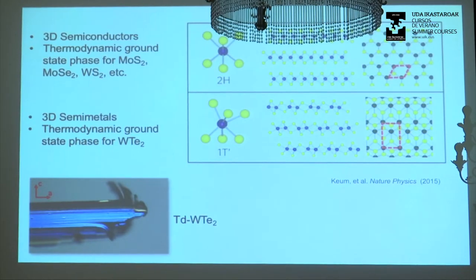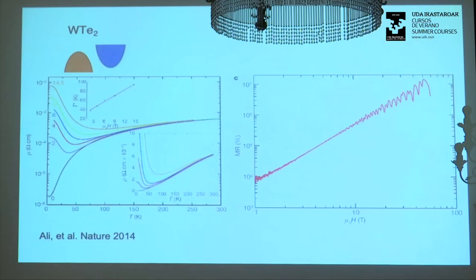So this is TD WTe2. We first became interested in this material when a very interesting paper by Fuanong at Princeton showed that this material is a bulk semi-metal with an extremely large magnetic resistance. You increase the magnetic field, and the resistance changes by many orders of magnitude. The magnetic resistance here is 10 million percent, up to high magnetic fields. Now, back then, it wasn't completely clear why this was the case.